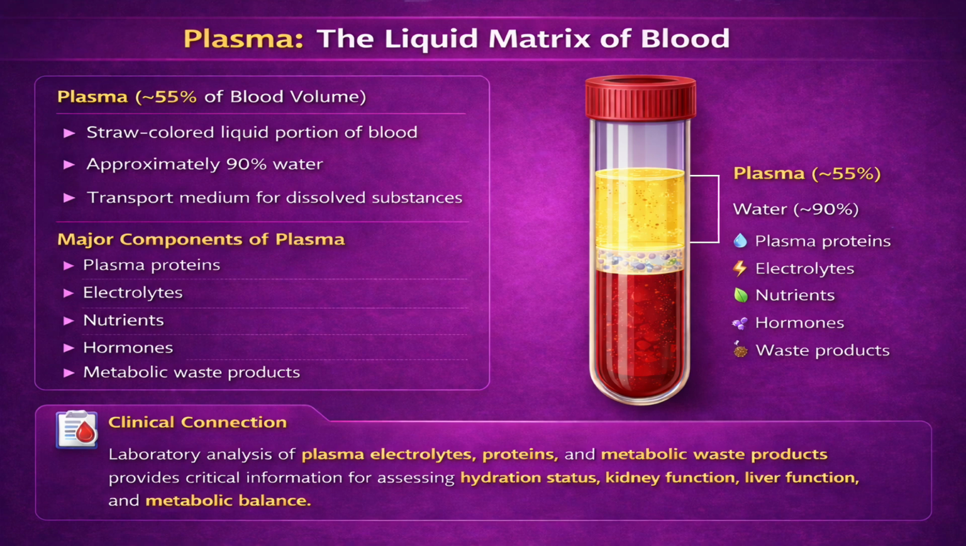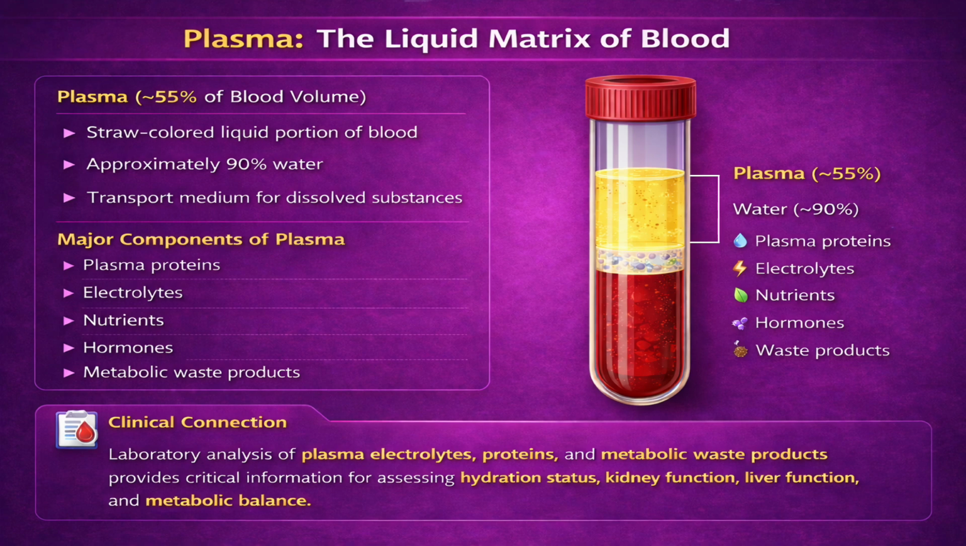These proteins perform several critical functions. Albumin helps maintain osmotic pressure, which prevents excessive fluid loss from the bloodstream into surrounding tissues. Globulins participate in immune defense, and fibrinogen plays an essential role in blood clot formation.